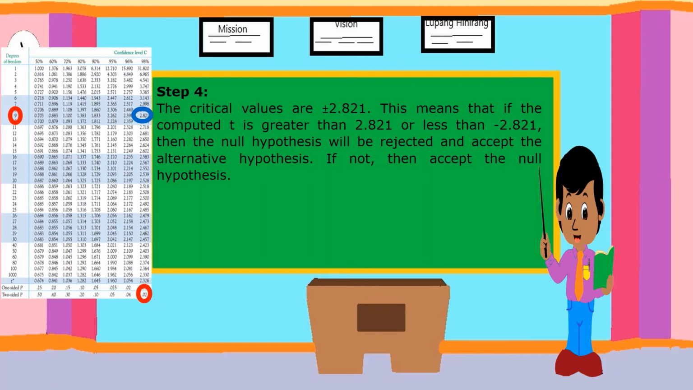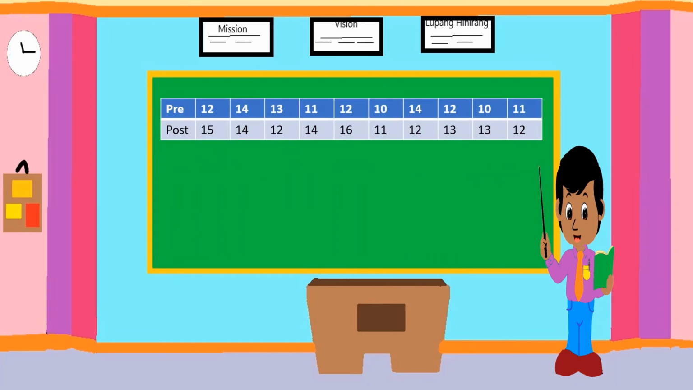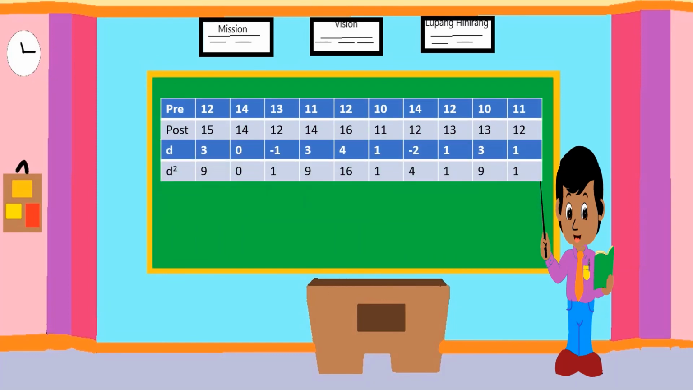This means that if the computed t is greater than 2.821 or less than negative 2.821, then the null hypothesis will be rejected and we accept the alternative hypothesis. If not, then accept the null hypothesis. Step 5. Computation of our test statistic. We will solve first the difference and the square of the difference of each respondent. So this is our given data.